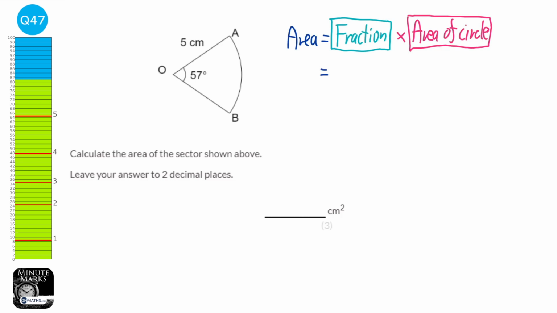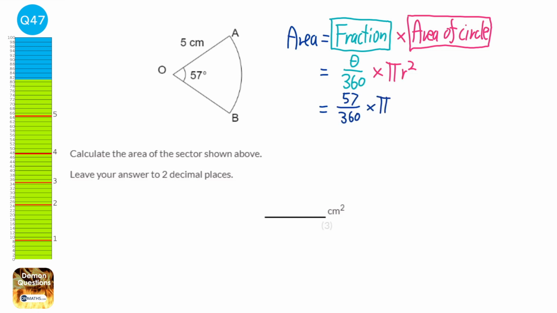So to work out the fraction of the circle we have, we get the angle that we have in the sector, and we divide that by the total amount of angles in a circle, which is 360. Then we times that by the area of a circle, so pi r squared. Let's use that for our question. So the angle we have for this question is 57 times pi r.